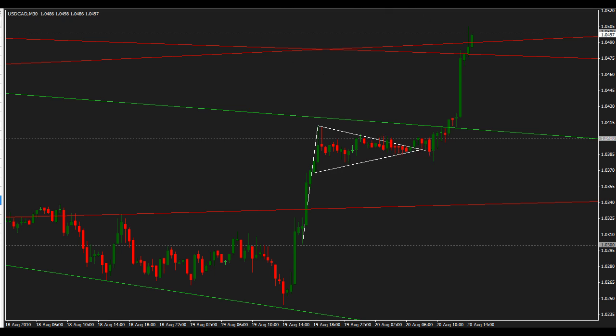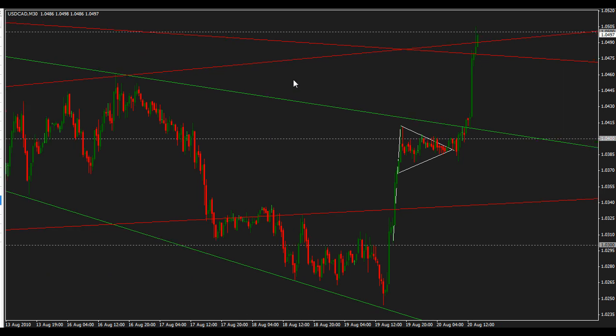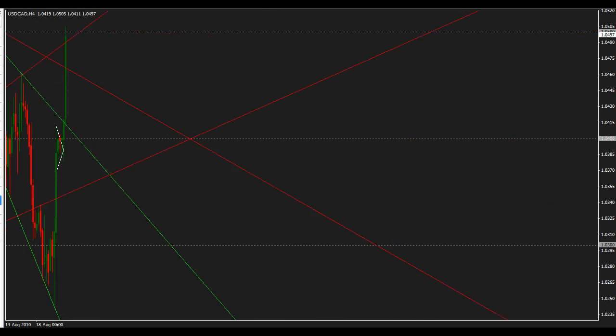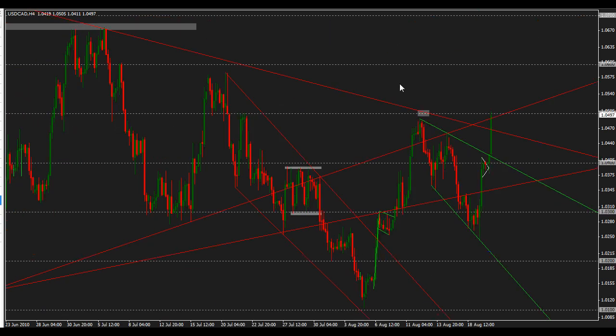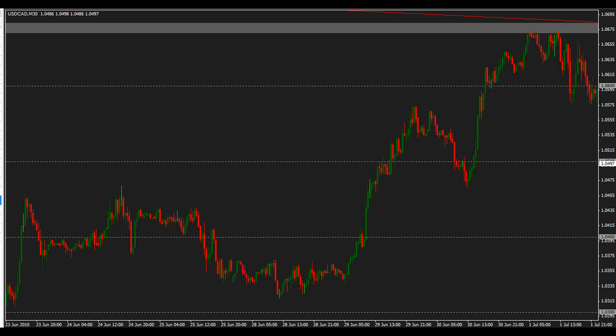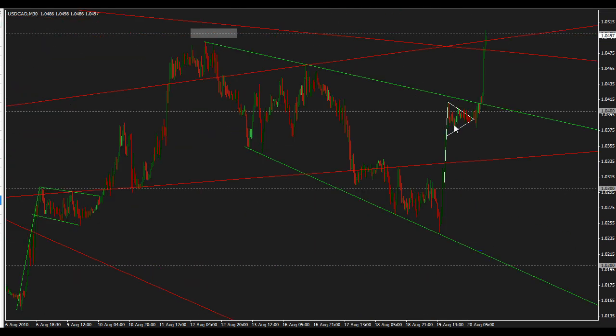Okay, so now I did spot this setup at the time, and here's what went through my mind. So okay, we've got a short setup on the 4-hour time frame right here, but I also kept in mind that we have a 30-minute bullish pennant. Now, it's very difficult to say that a 30-minute setup will be able to trump an entire 4-hour long-term setup.